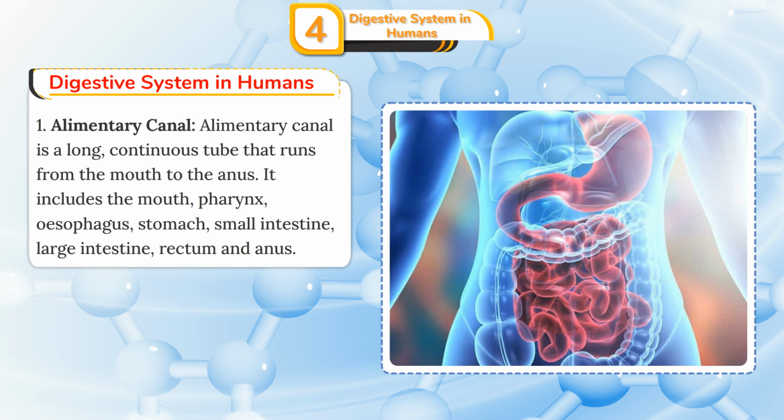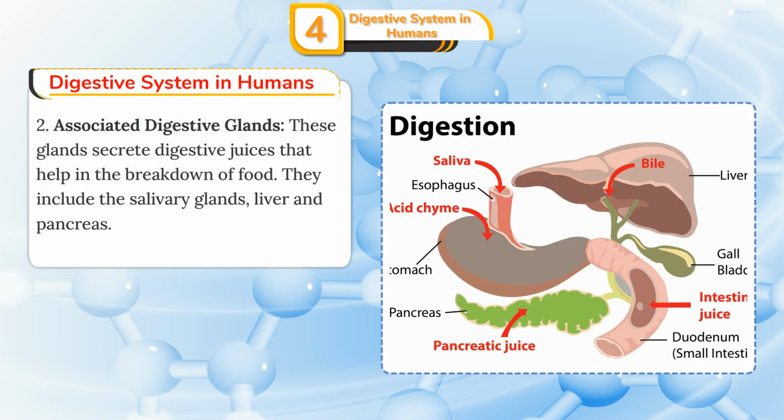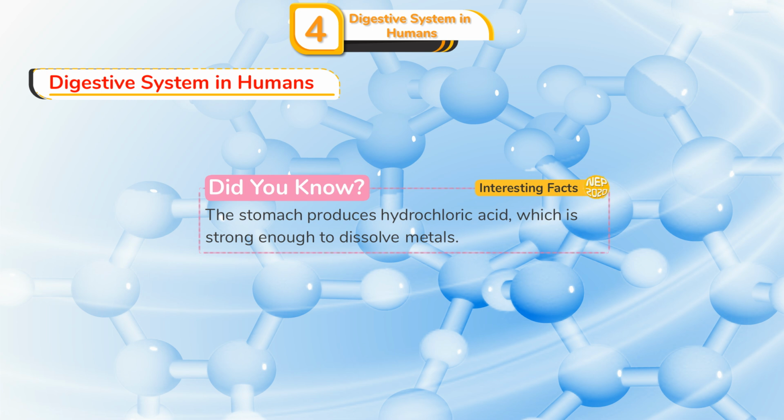1. Alimentary canal. Alimentary canal is a long continuous tube that runs from the mouth to the anus. It includes the mouth, pharynx, esophagus, stomach, small intestine, large intestine, rectum, and anus. 2. Associated digestive glands. These glands secrete digestive juices that help in the breakdown of food. They include the salivary glands, liver, and pancreas. Did you know? The stomach produces hydrochloric acid, which is strong enough to dissolve metals.